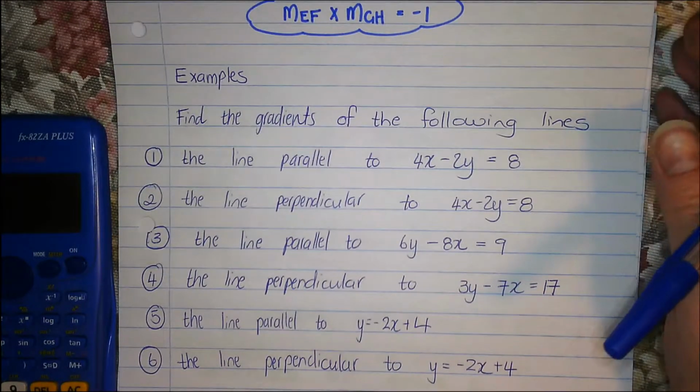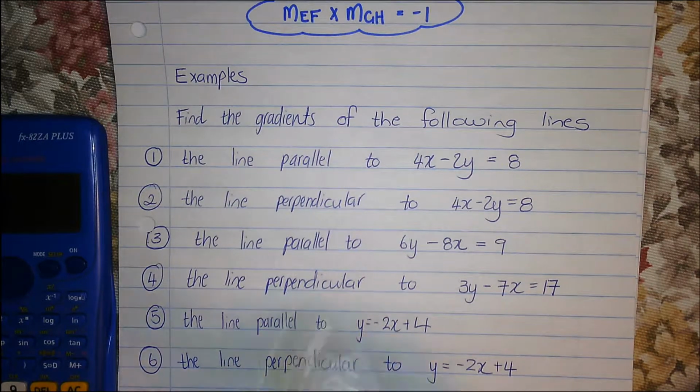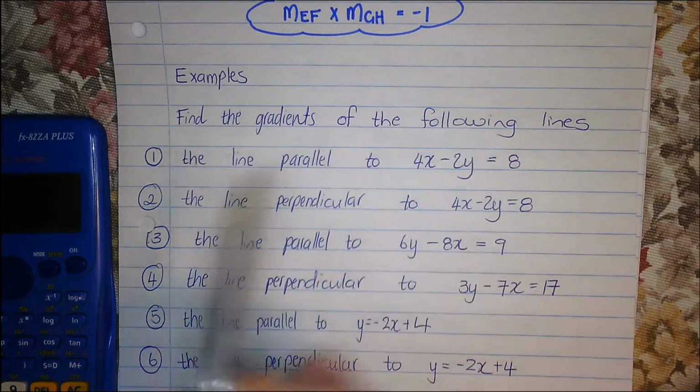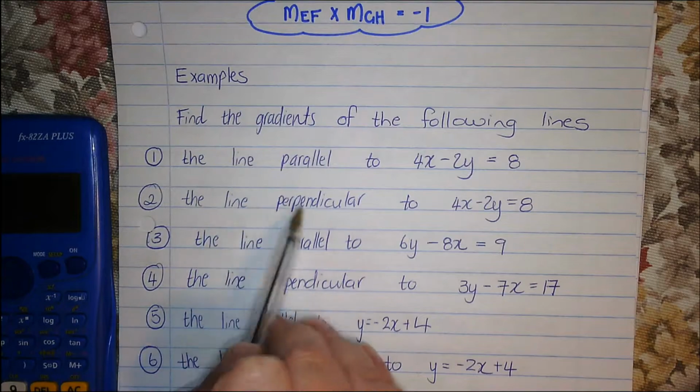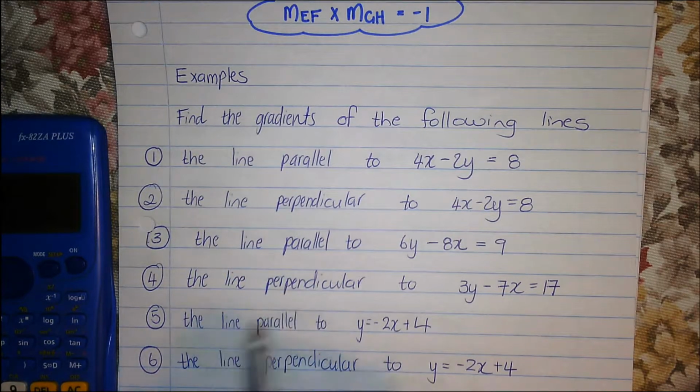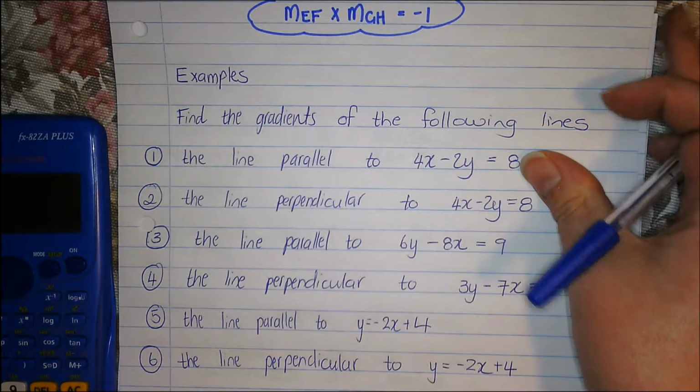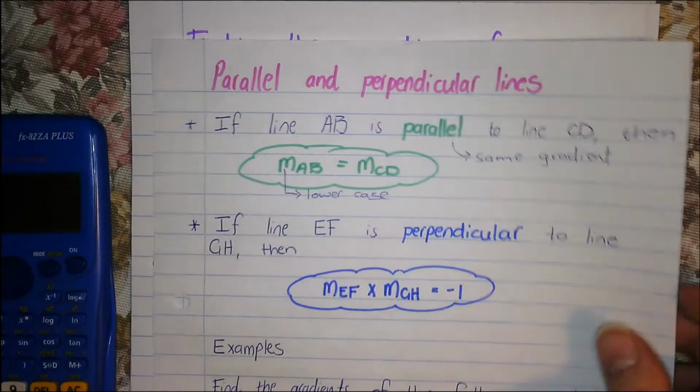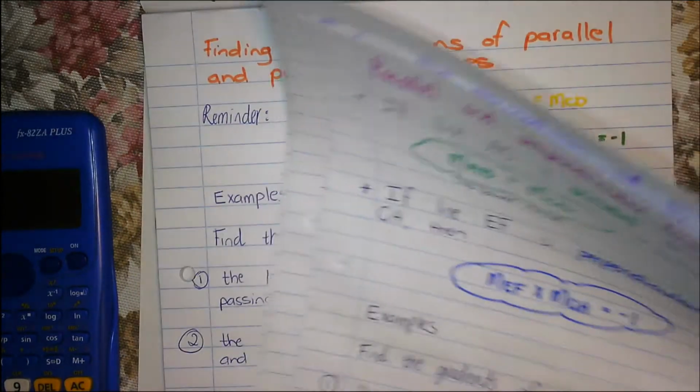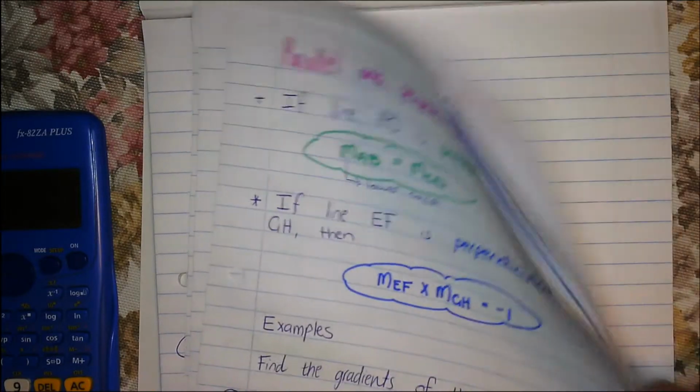So we're going to have a look at these examples. It's find the gradients of the following lines: the line parallel, the line perpendicular, parallel, perpendicular, parallel, and perpendicular. I will repeat the question. You can also pause on that screen and get the questions if you'd like.